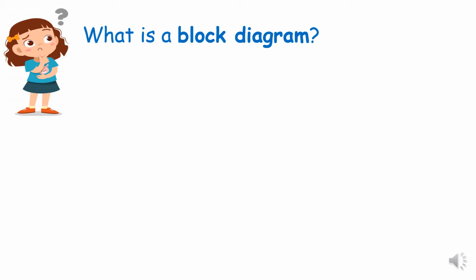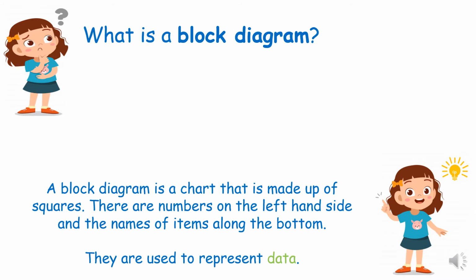Yesterday we found out what a block diagram is. Can you think back to yesterday's lesson? What is a block diagram? A block diagram is a chart that is made up of squares. There are numbers on the left-hand side and the names of items along the bottom. They are used to represent data.